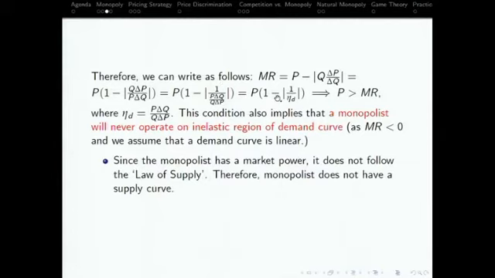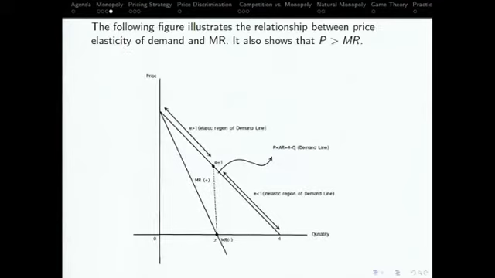Right? Now quickly look at this. If the elasticity equals 1, that means eta d is equal to 1, what will this expression be? 1 minus the absolute value of 1 divided by 1, that will be 1. So 1 minus 1 will be 0. 0 times P will be 0. So that means when the elasticity is 1, marginal revenue will be 0. Clear?